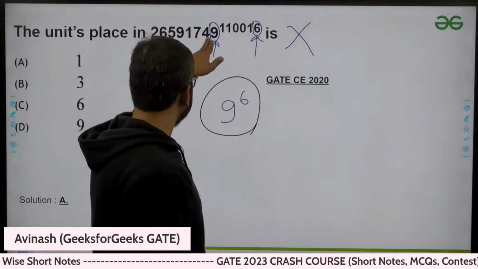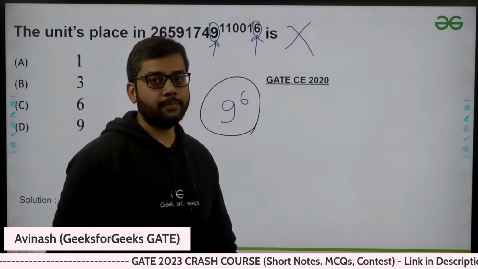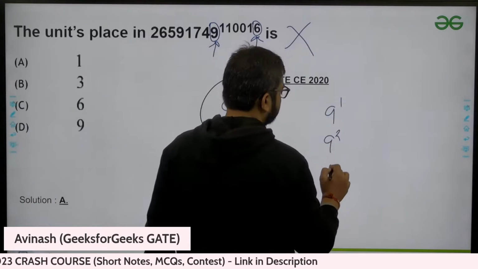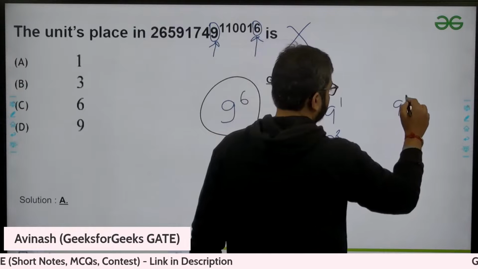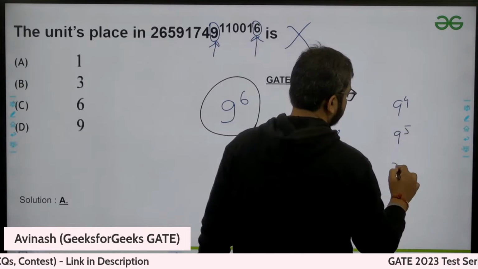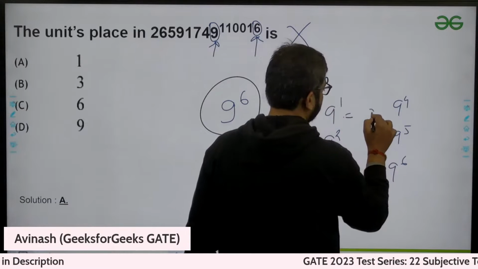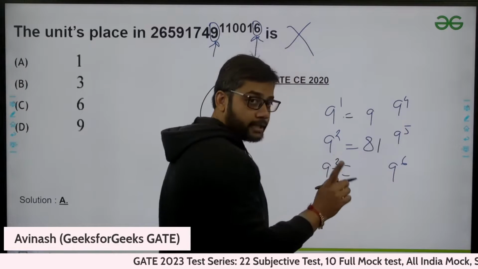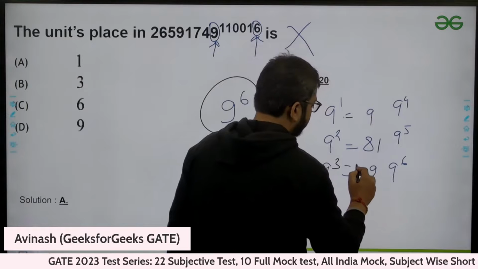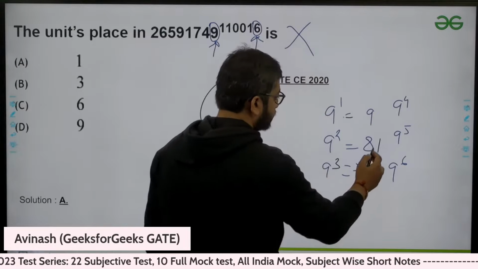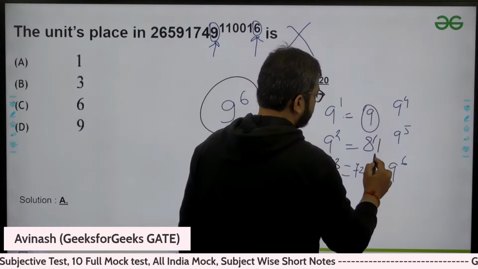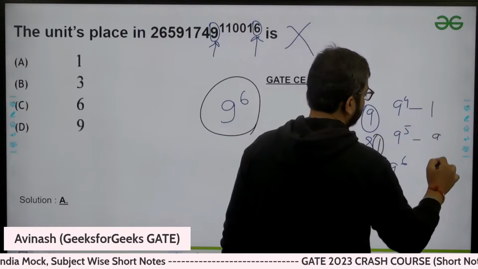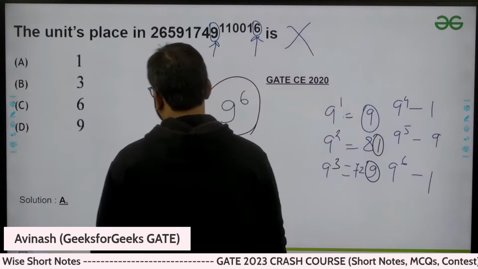The last part of this number, 9 to the power 6. So 9 to the power 1, 9 to the power 2, 9 to the power 3, 4, 5, 6. This is basically what? 9, 81. Once you multiply, the last part 729 will come. So again, this part is 9, then 1, then again 9. Here it will come as 1, then 9, and here it will come as 1.